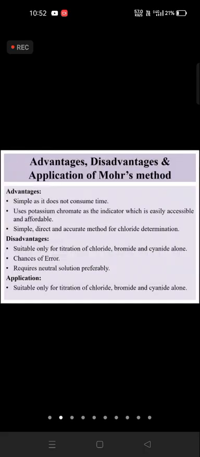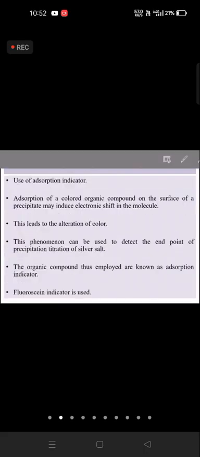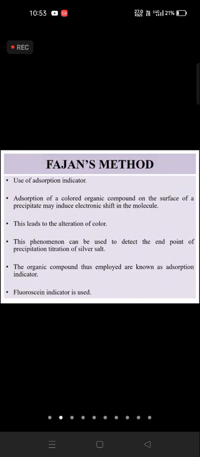No, ma'am. Okay. So next comes the Fajan's method. I have told you in the previous slide, before Puja holidays, that we will study four processes here. One process is already over, that is the Mohr's method of titration. So now we will come to the second method, that is the Fajan's method of titration.